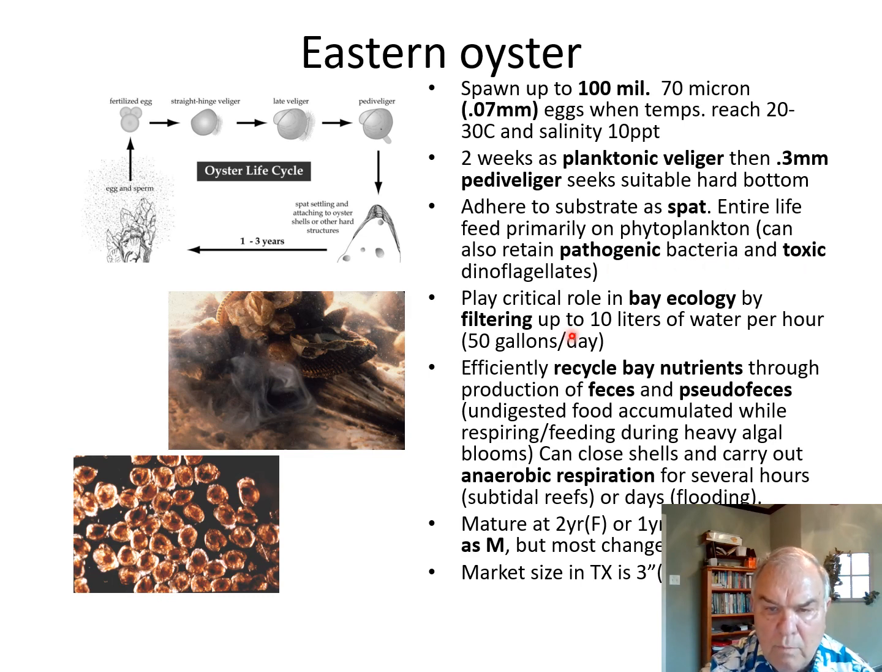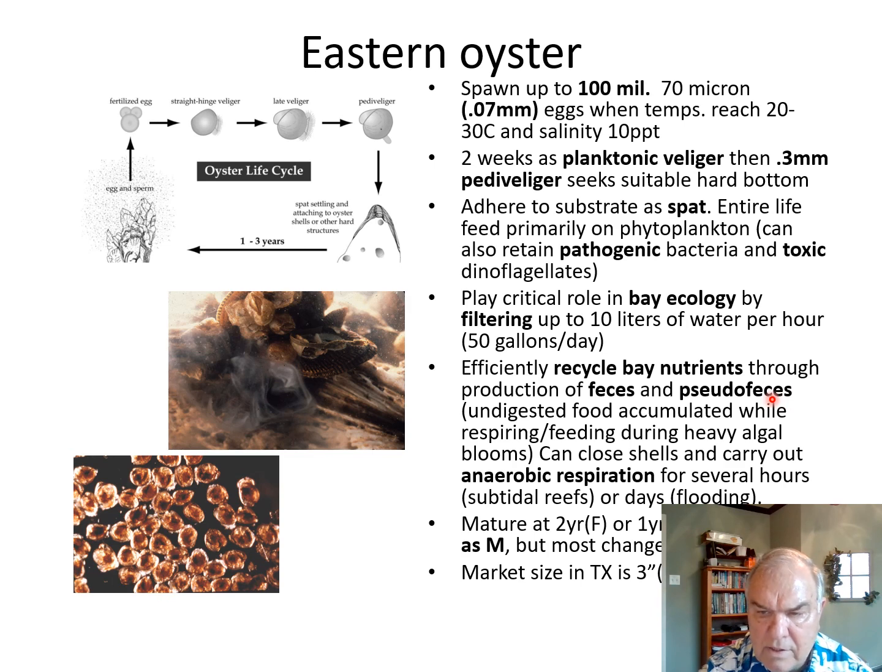Oysters play a critical role in bay ecology by filtering up to 50 gallons of water a day. So if we've got a bay system that's receiving a lot of nutrients, becoming somewhat eutrophic, these oysters can help knock down that excess phytoplankton population by consuming the phytoplankton as they're feeding and respiring simultaneously. They actually efficiently recycle bay nutrients through production of both feces as well as pseudofeces. It's kind of unique here.